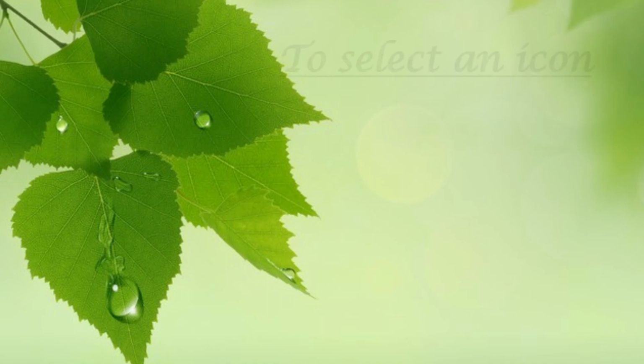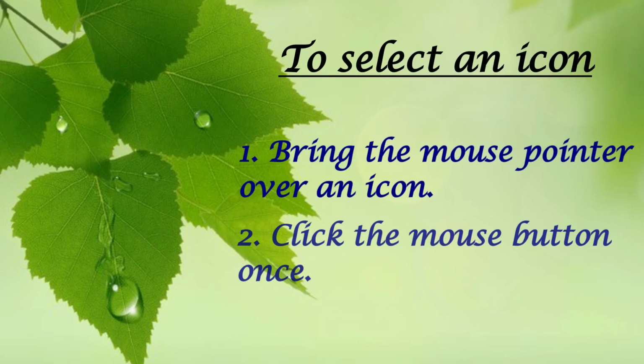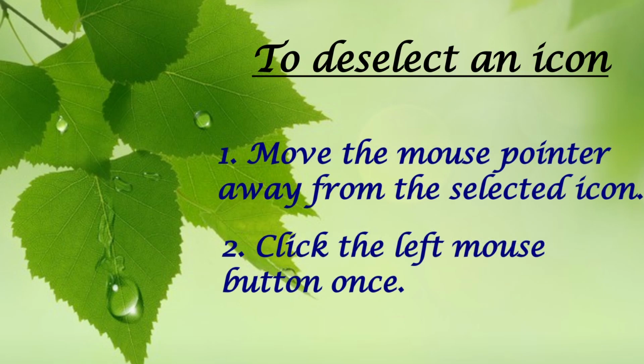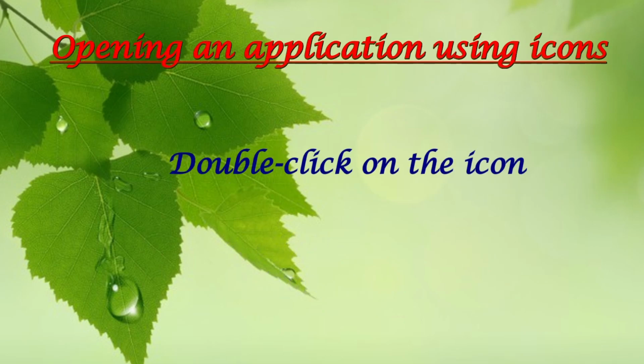So let us revise. To select an icon, make a left click on that icon. Then the color of the icon will change. That means it is selected. To deselect an icon, make a click away from the selected icon. At that time also we can see the icon's color changes to its original color. That means it is deselected. To open an icon, make a double click on that particular icon.